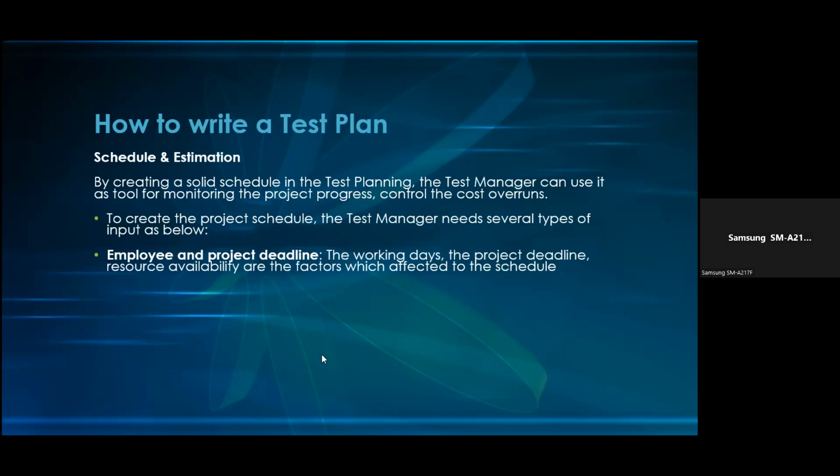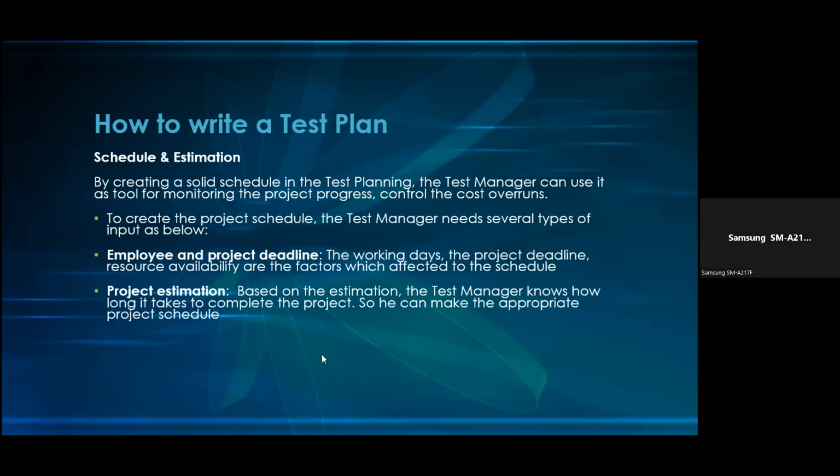So we need to know resource A, how many days are you using with us, to determine what is the project deadline. The resources that we are going to use, we need to know their availability, the tools that we're going to use, the materials, are we going to use physical devices? What do we have available? All those questions are the things that he needs to know. Project estimation. Based on the estimation, the test manager needs to know how long it takes to complete the project, so he or she can make the appropriate project schedule.